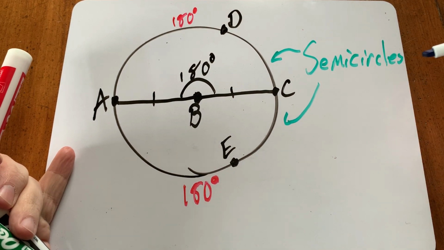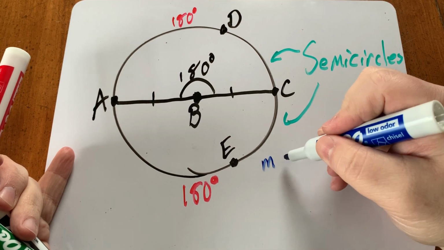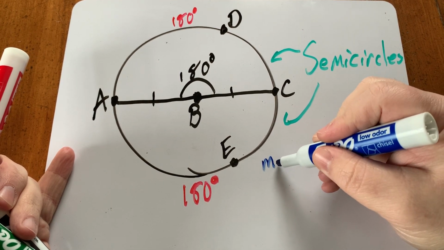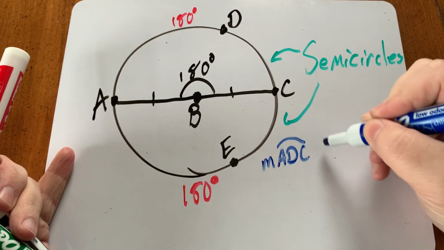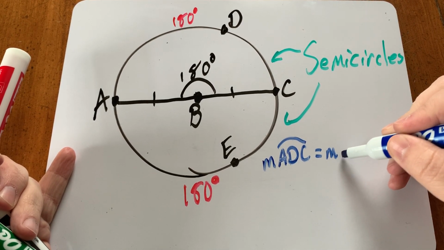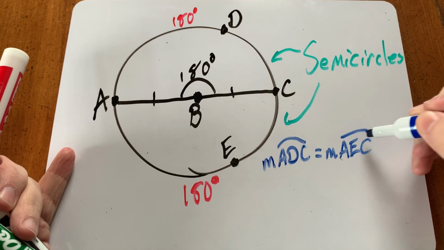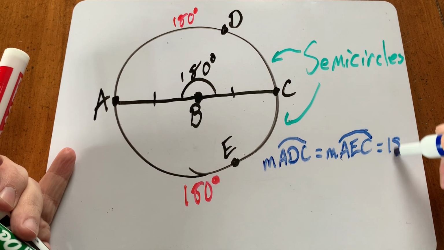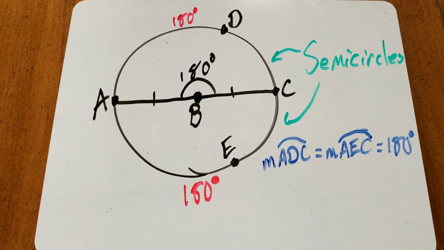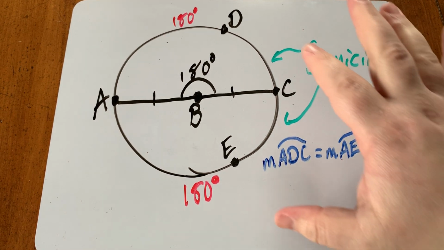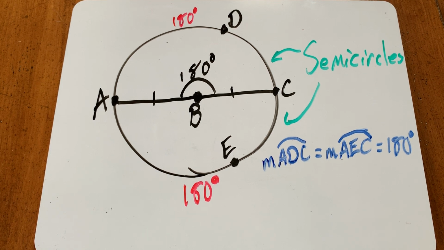But any two semicircles on the same circle are going to have the same measure. So arc ADC's measure is going to equal arc AEC's measure, and it's going to be 180 degrees. So semicircles are a very special case, but we still have to name them with 3 letters. If you're naming it with 2 letters, it's a minor arc. And if it's a major arc or a semicircle, it needs to be named with 3 letters.